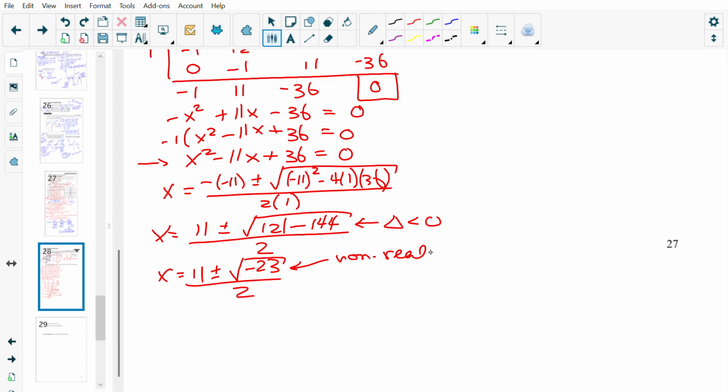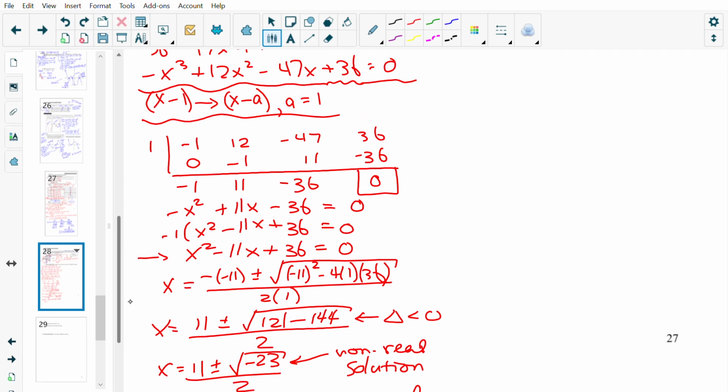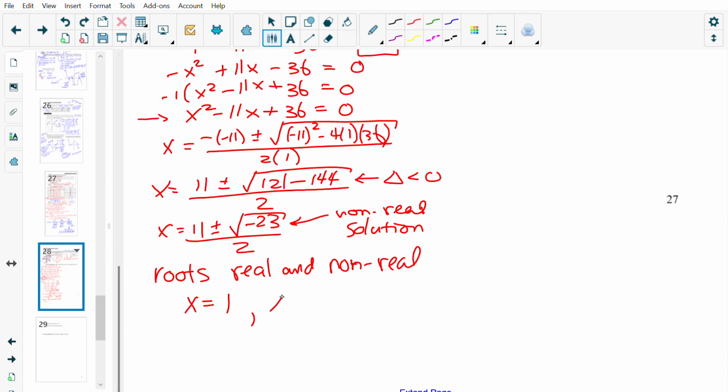So this is a non-real solution, not useful for us, right? We need real solutions, real numbers, because we're talking about a block of ice. It cannot have imaginary or complex number solutions, right? So my roots, real and non-real, let me just list them this way, are x equals 1. Remember, I gave that to you in the beginning here. x equals 1, and x equals 11 plus or minus the square root of negative 23, over 2. I'm going to ignore the non-real ones. I need a real root. x equals 1.